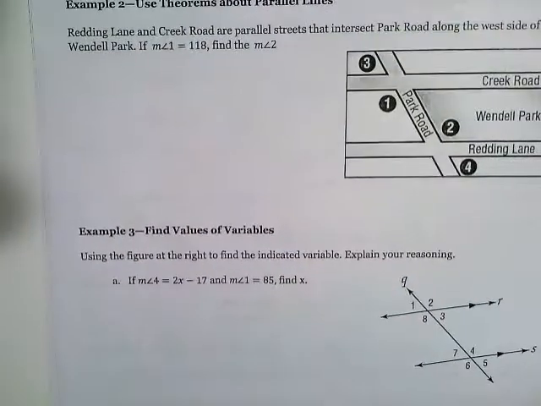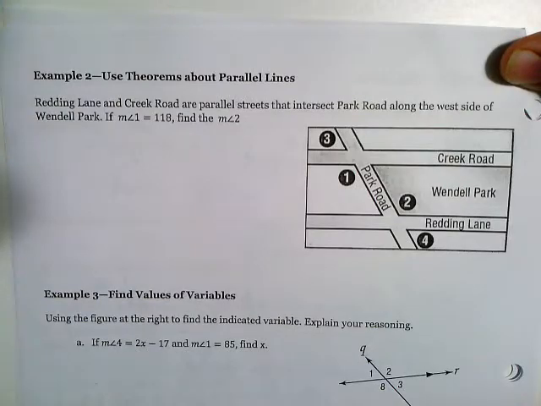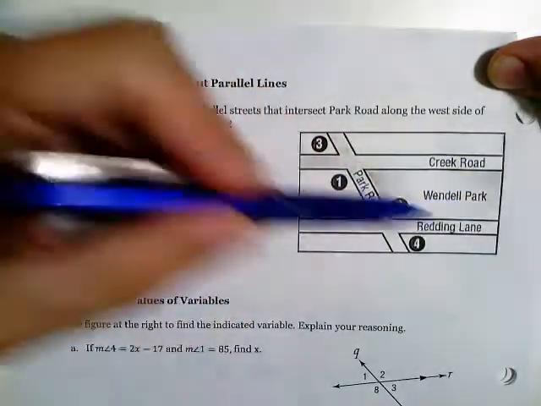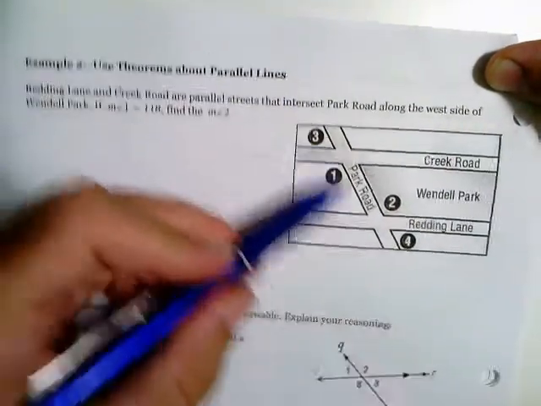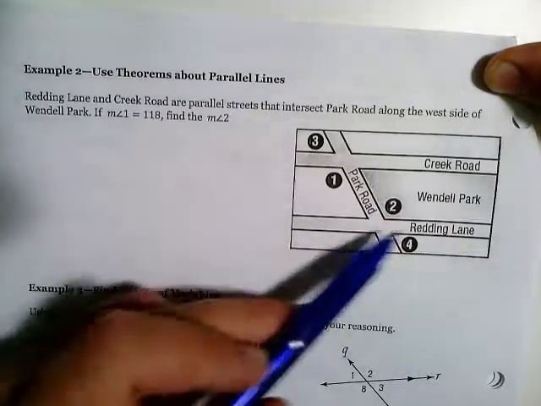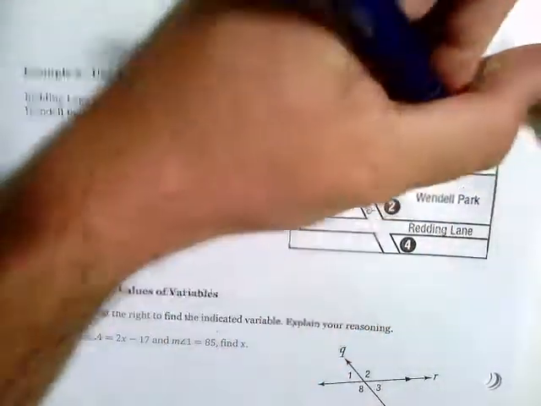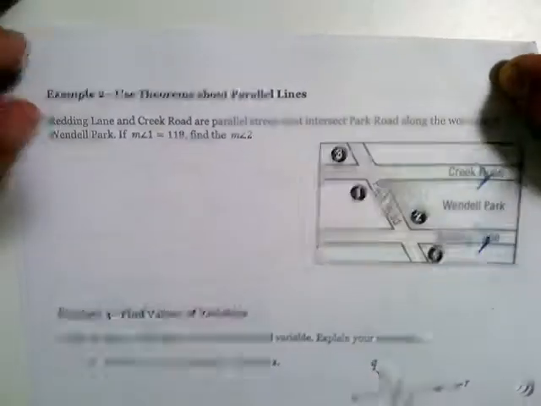Looking at some quick applications of these. We've got Reading Lane and Creek Road are parallel streets. A lot of times we end up with parallel lines when people are making things. They intersect Park Road along the west side of Wendell Park. So there's Wendell Park. So basically we've got our two parallel lines. I draw these little arrows to show that those are parallel. We have our two parallel lines cut by a transversal.